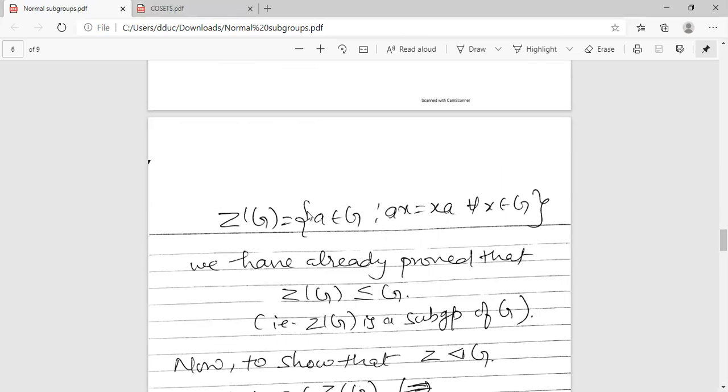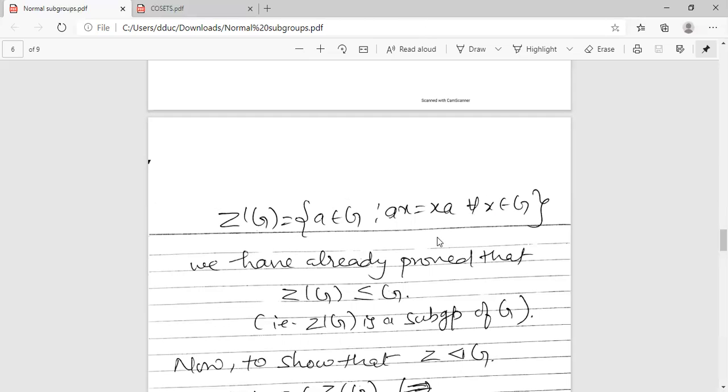The center of a group means all those elements a belonging to G such that ax is equal to xa for all x belonging to G. There are some elements of G which satisfy the commutative property with all the other elements, with all elements of G. So a belongs to G such that ax equals xa for all x belongs to G. So this is how we define the center of a group.